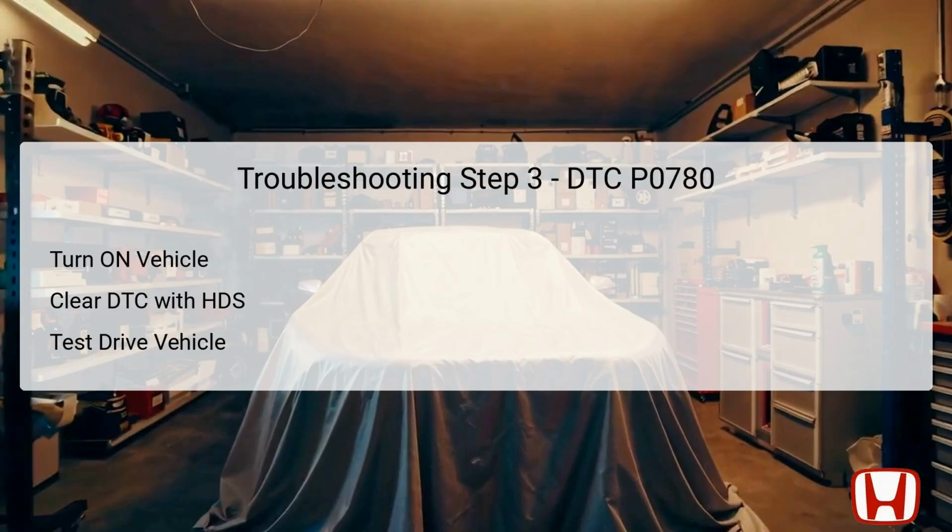After clearing the codes, it's imperative to subject the vehicle to a test drive, progressively accelerating to a speed of approximately 37 miles per hour, 60 kilometers per hour, in D-position mode. This test drive helps to assess if the transmission is shifting properly under normal driving conditions.